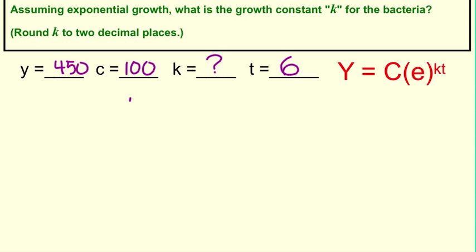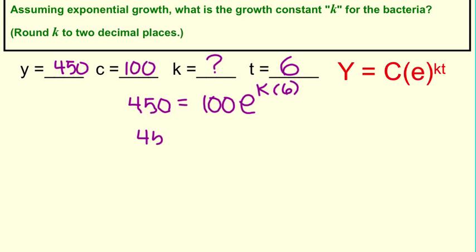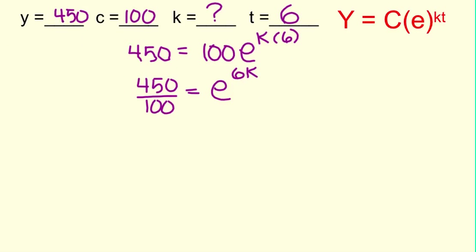So our end amount is 450 bacteria. Our initial amount is 100 bacteria. E raised to the K, and then time is 6 hours. And we want to solve this for K. So we're going to first divide both sides by 100. And then we now have that 100 gone on the right. And then K times 6 is 6K. Now I'm just going to simplify that: 450 divided by 100 is 4.5 equals e to the 6K.